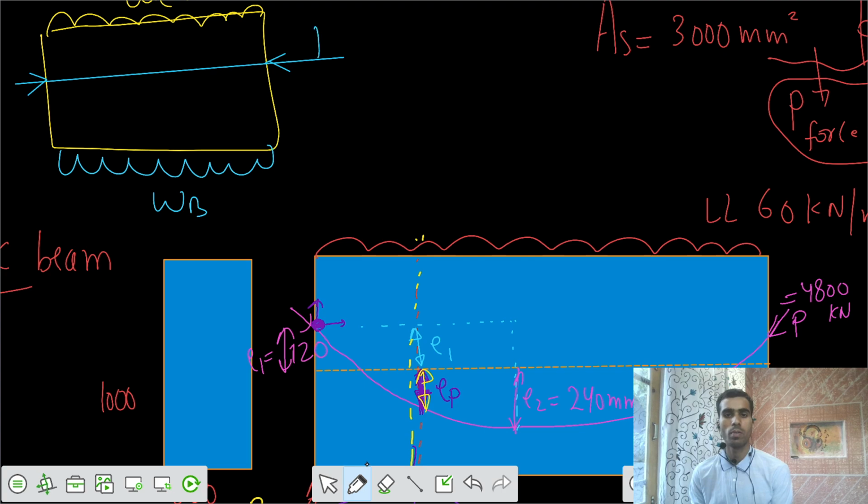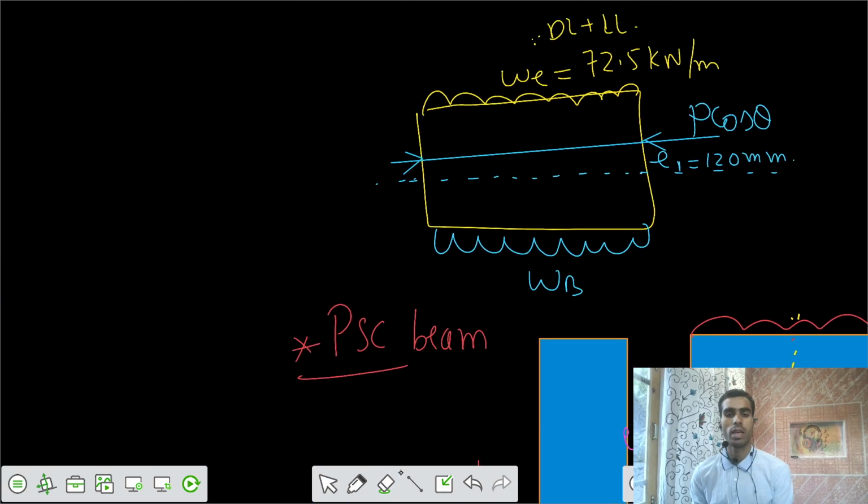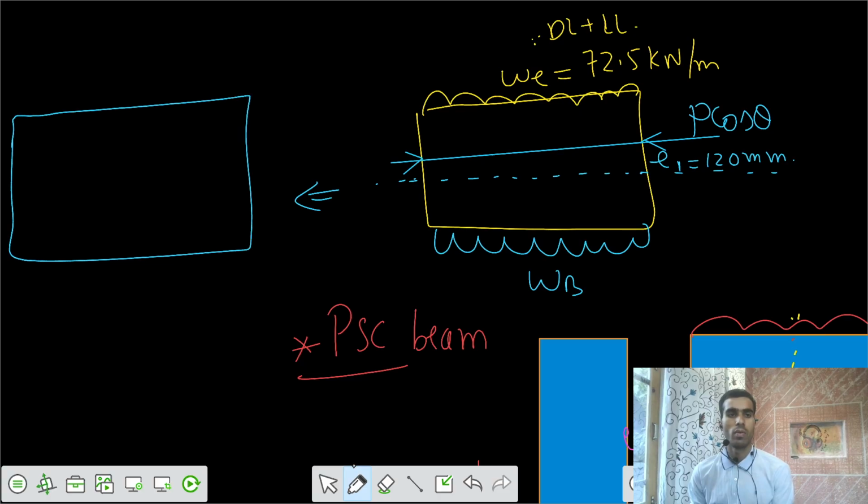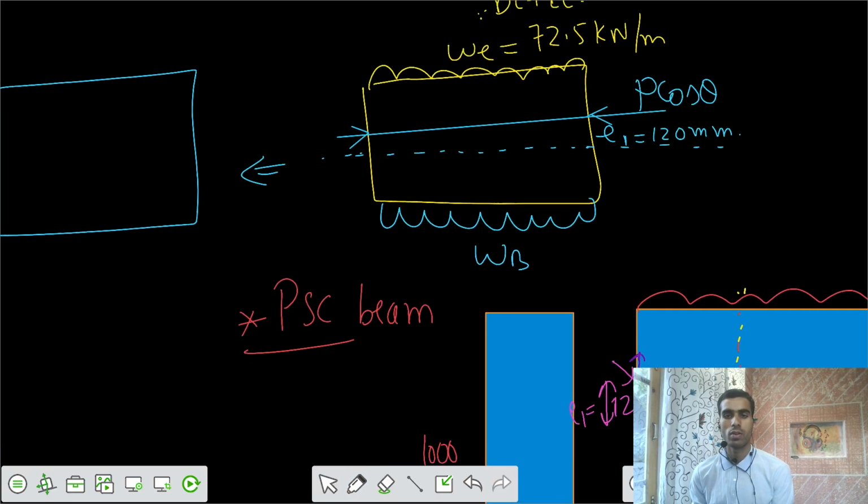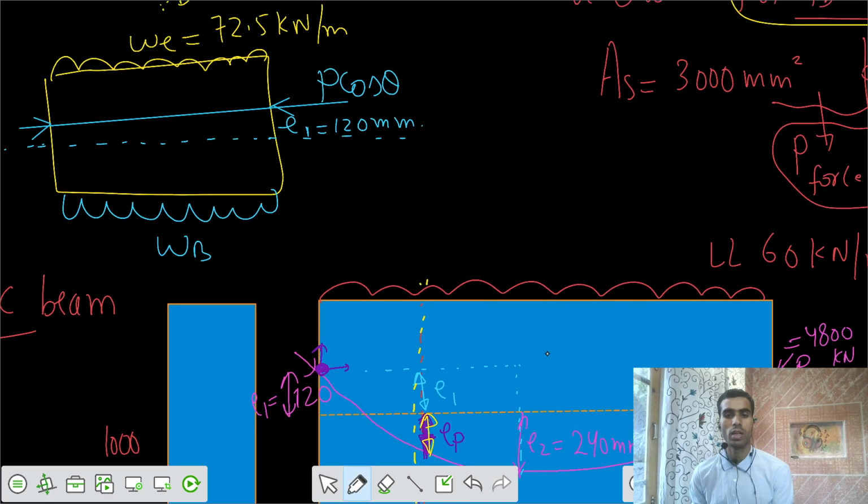We have this force of P cos theta, and it has some eccentricity of E1 throughout the length. So E1 equals 120 millimeters throughout the length. And this can be further converted this way. Let's first calculate the balancing UDL.